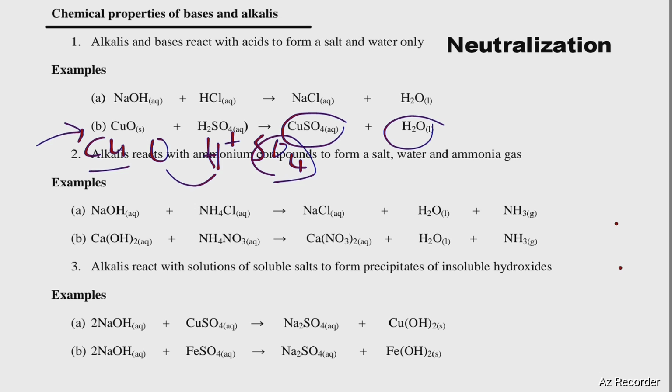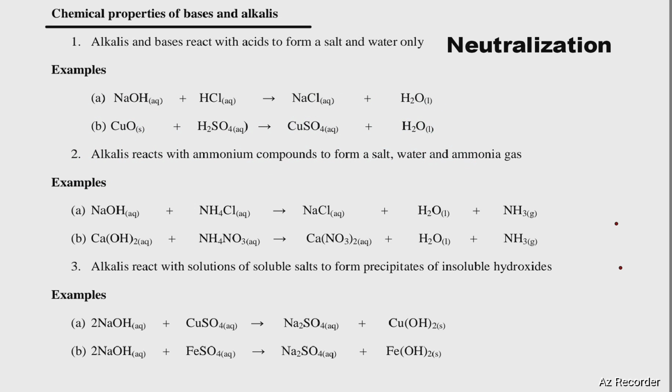Another type of chemical reaction is that bases have been found to react with ammonium compounds to form salt, water, and ammonia gas. So when you get sodium hydroxide, you react it with ammonium chloride. Ammonium compounds are simply all compounds that contain ammonium, could be ammonium chloride, ammonium nitrate. They can react with bases, and this will give us three things: salt, water, and ammonia gas. These are just examples of how this takes place.